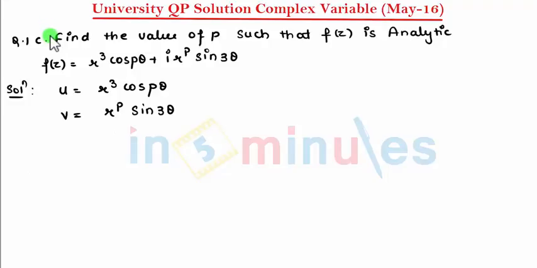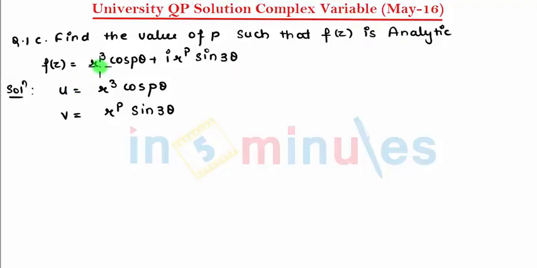So today we'll be starting with the university question paper solution, Complex Variable, May 16. The first question is question number 1C. Find the value of p such that f of z is analytic. f of z is given.